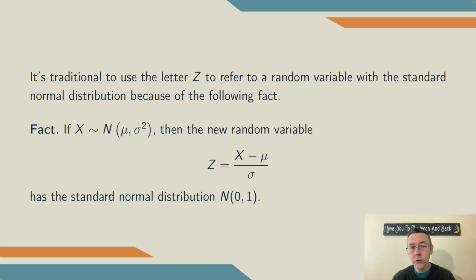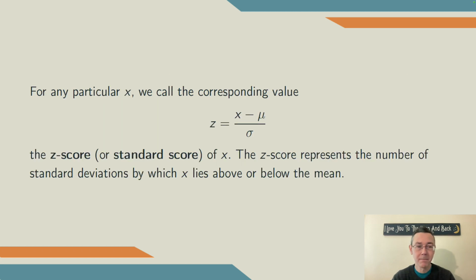It's traditional to use the letter z to refer to a random variable with the standard normal distribution because of this fact. If you have a random variable x that has any normal distribution with mean mu and standard deviation sigma, and you use the formula for a z-score on it, x minus mu over sigma, to get a new random variable z, then that new random variable has the standard normal distribution, N(0, 1).